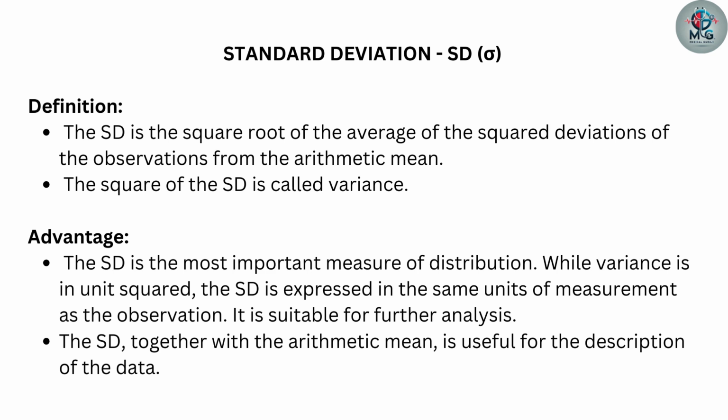Standard deviation, SD. Definition: the SD is the square root of the average of the squared deviations of the observations from the arithmetic mean. The square of the SD is called variance. Advantage: the SD is the most important measure of distribution. While variance is in units squared, the SD is expressed in the same units of measurement as the observation. It is suitable for further analysis. The SD, together with the arithmetic mean, is useful for the description of the data.